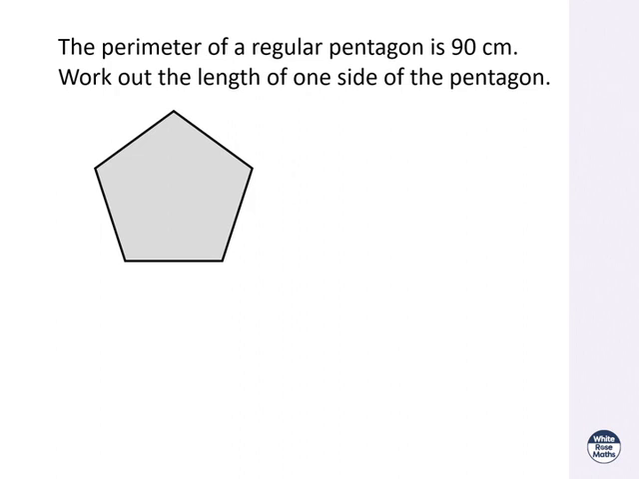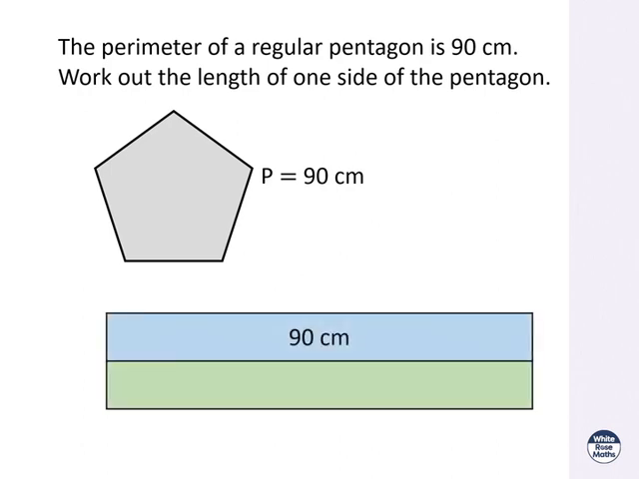Let's think about perimeter slightly differently. I know the perimeter of this regular pentagon is 90 centimeters, but we need to work out the length of one of the sides. What do I know? Well, I know the perimeter is 90 centimetres, so the whole would be 90 centimetres. How many sides are there? Well, I can see there are 5 sides.